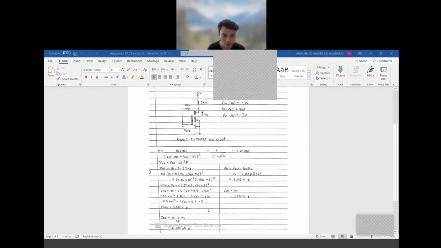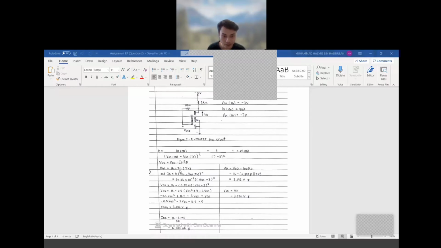Okay, first you must find the value of K. The formula for K is equal to ID on over VGS on minus VGS TH, to the power of 2. So we can get the value is 4 over 7 minus 3, to the power of 2. The value for K is 0.25 milliamp.